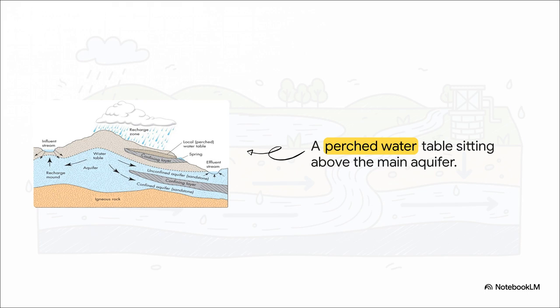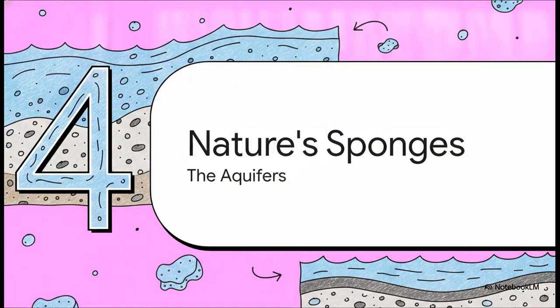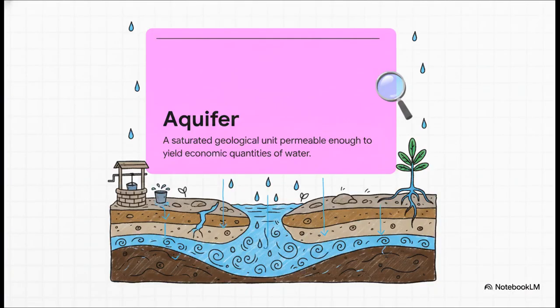If you happen to dig a well right there, you might hit water surprisingly early. Which leads us perfectly into Section 4, nature's sponges, the aquifers. Let's push past the water table completely into that saturated zone. The rocks down here aren't just dead, solid blocks. We call them aquifers, and the word itself tells you exactly what it does.